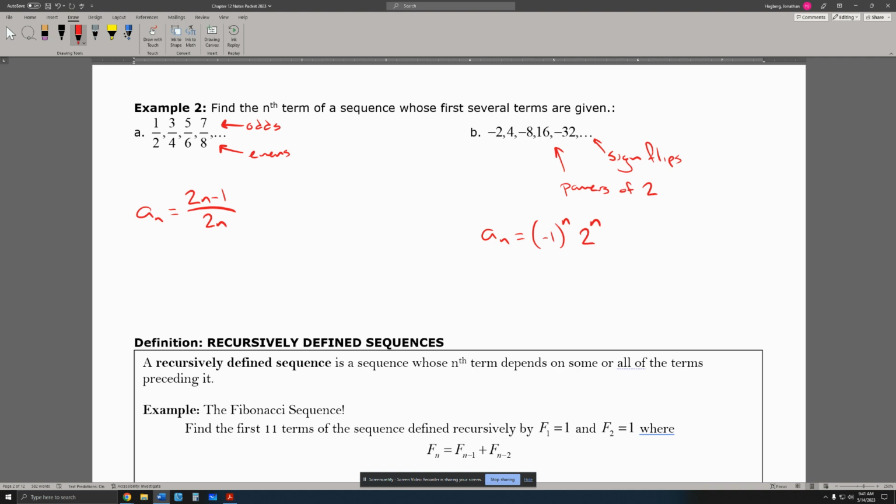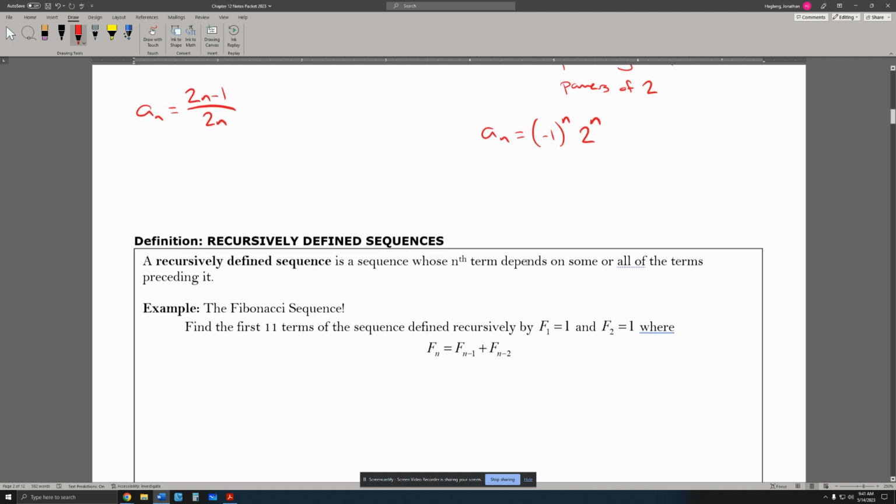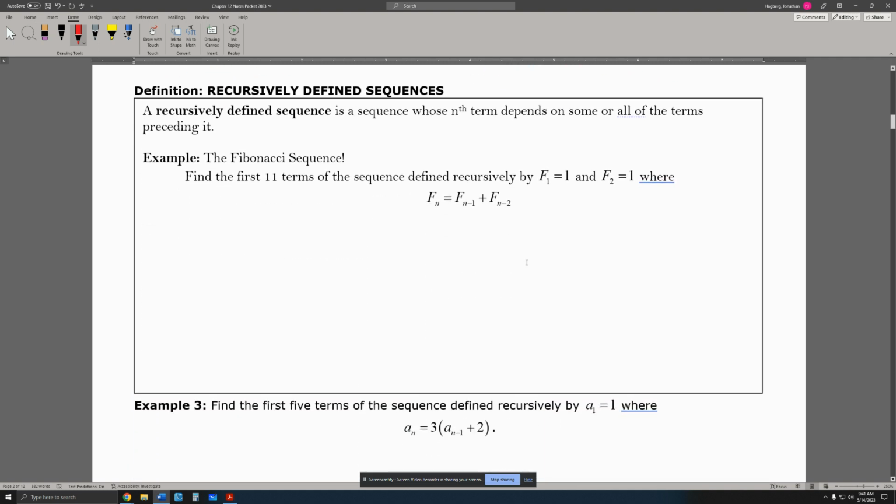Okay? Now I want to talk about recursively defined sequences. A recursively defined sequence is a sequence whose nth term depends on some or all of the terms preceding it. The first example is the Fibonacci sequence. Let's find the first 11 terms of the sequence defined recursively by f1 equals 1 and f2 equals 1, where fn is equal to the previous term, fn minus 1, plus the term before that, so fn minus 2.